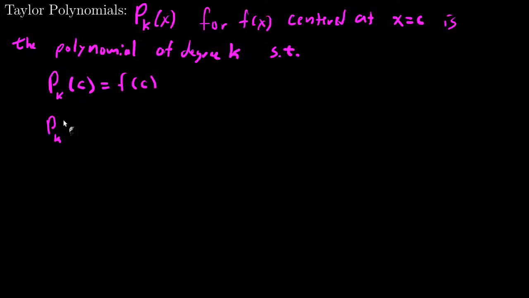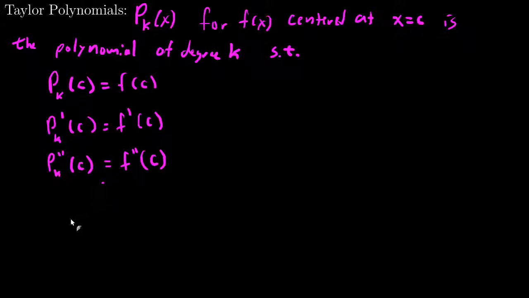The first derivative evaluated at c is equal to the first derivative of the function evaluated at c. The second derivative evaluated at c is equal to the function's second derivative evaluated at c, all the way down to the kth derivative evaluated at c of p equal to the kth derivative evaluated at c of f.